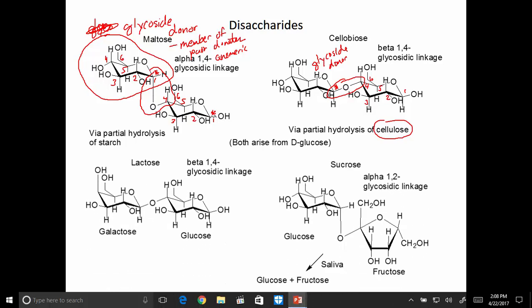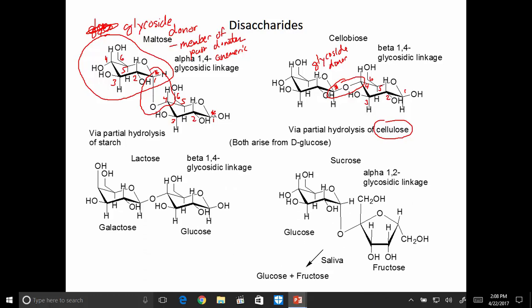Let's look at a couple of other common ones that we may have encountered sometime. The one here is lactose, or milk sugar, and we call this one a beta 1,4 glycosidic linkage. The carbohydrate over here is not glucose, because notice how it's different from the one that you see up there. It's opposite. So this is actually galactose, the carbohydrate unit on the left, and the glycosidic acceptor here is glucose.